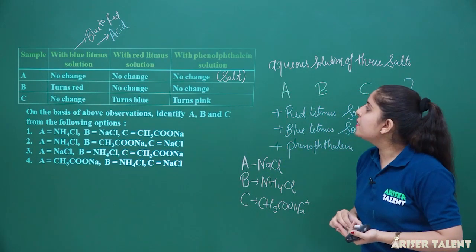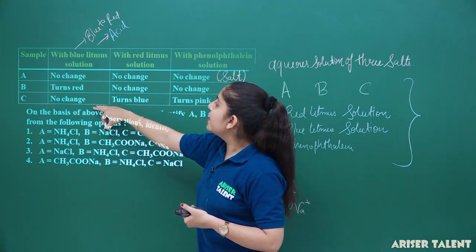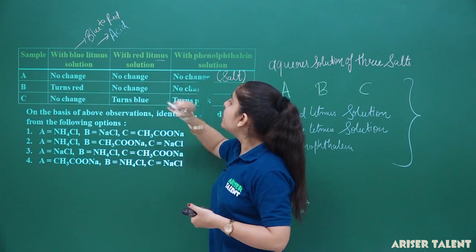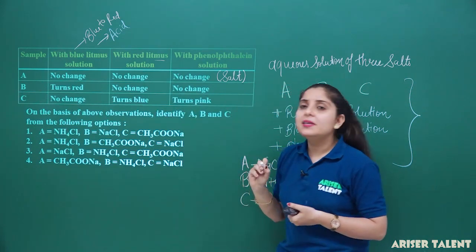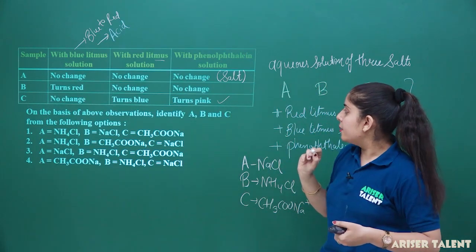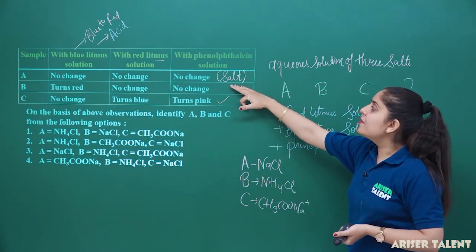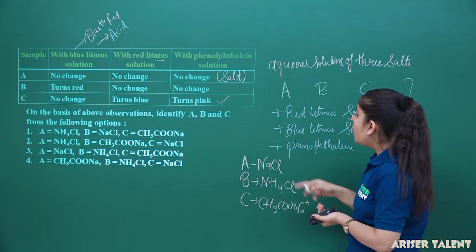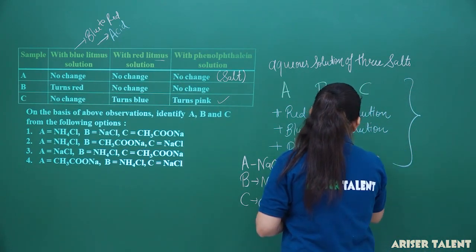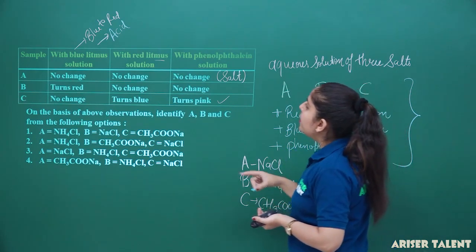Now, let us observe the next case. Compound C is showing no change with the blue litmus, but with red litmus it is turning into blue, and you can see that with phenolphthalein it is giving the pink color. Now, what will be the compounds here? Compound A is our salt. Which is the salt here? The salt here is NaCl. So, I can write that A will be the salt. The compound B will be acid here.